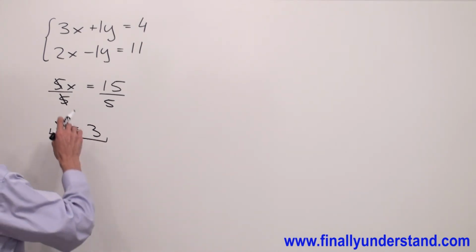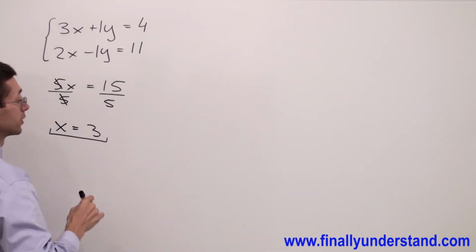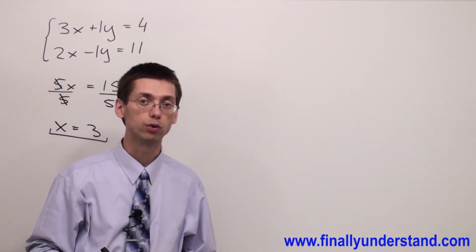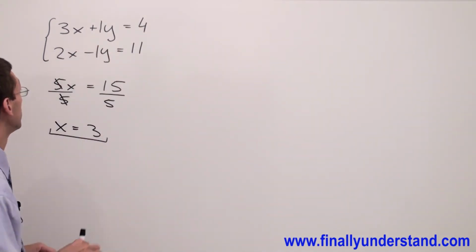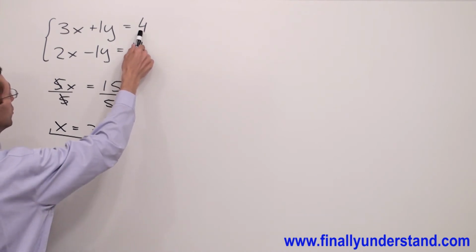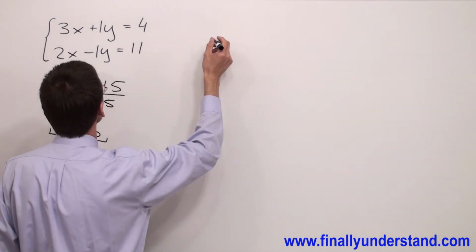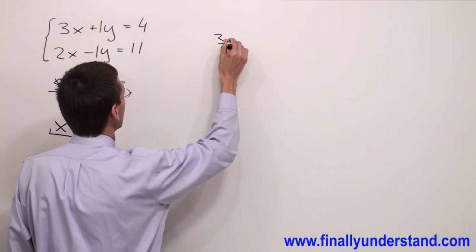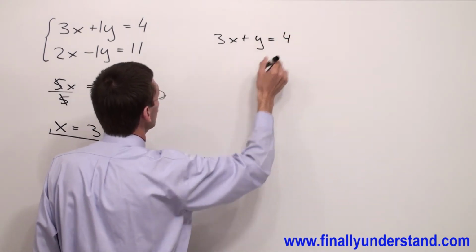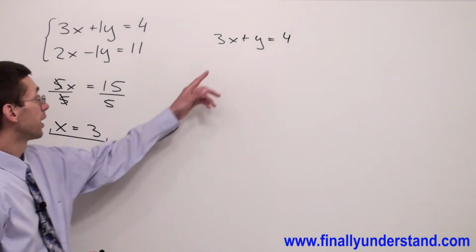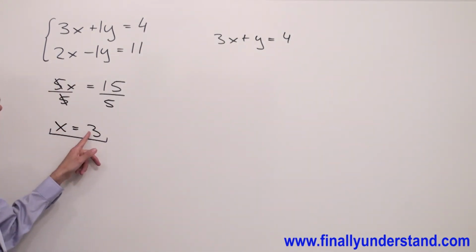So I'm going to use the first equation. Someone is going to ask why. I always choose the one which has the lowest values of coefficients. Because I'm seeing 11 over here, I prefer to deal with 4 because it's the lower one. So copy this equation down: 3x plus y is equal to 4. Replace this x by 3 because we found that x is equal to 3.